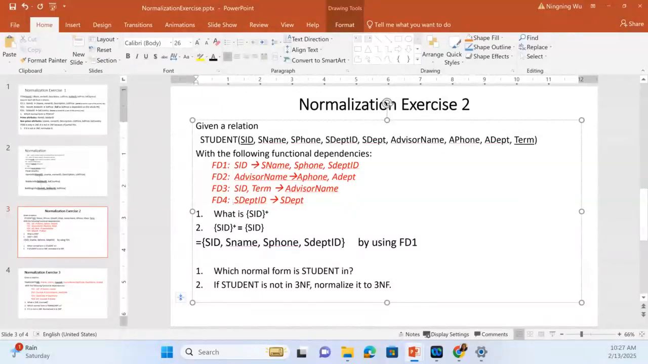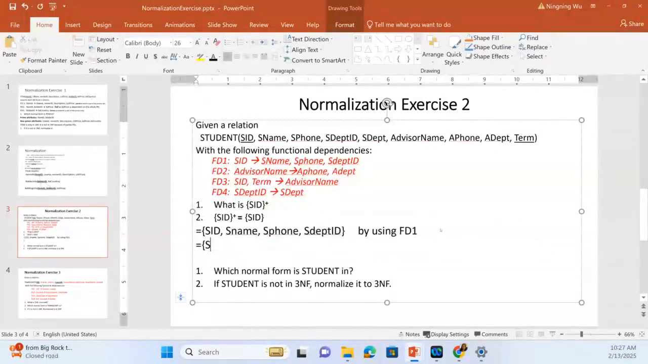Then FD4: we do have SDPT ID determines SDPT. So we do have the SDPT ID in the closure. That's why we can further update the closure. We simply copy all attributes in the original closure and then add the new attributes that are the dependents of FD4 in the set. Okay.